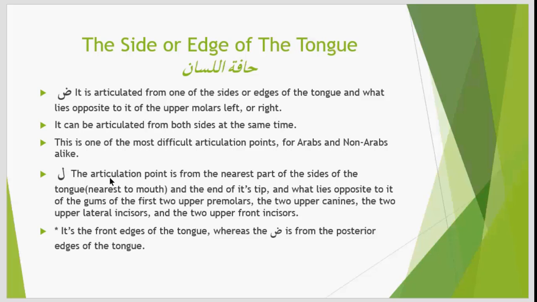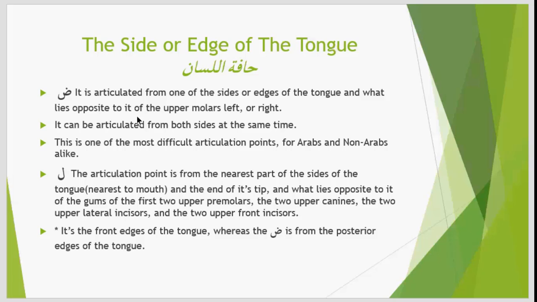So it is articulated from one of the sides. Either you can use one side or one edge of the side, or you can use both sides. Sometimes I've heard people saying that only one side you have to use, so then people find it very difficult to twist. They're twisting the tongue kind of, but no, that's not right. You can use either one side of the tongue or you can use both sides at the same time.